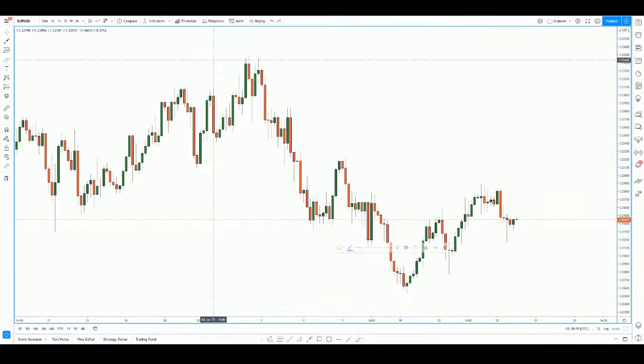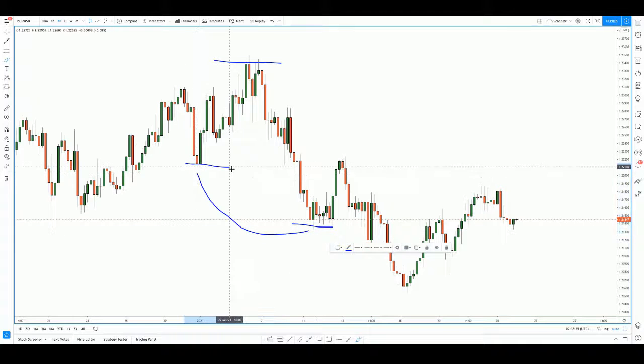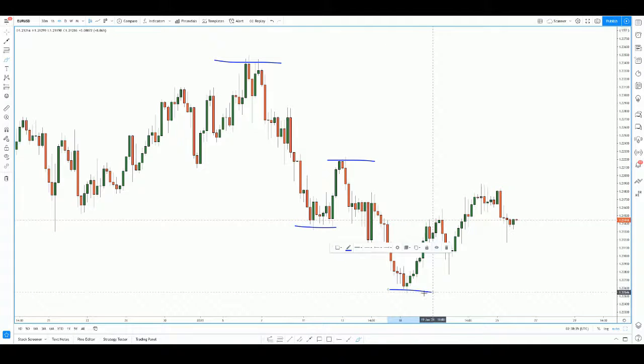We see that price made a high here, and then it made a lower low. How do I know this is a lower low? Because compared to this point here, it's lower. Not just that, it also made a lower high. So we have the low, the lower high, another lower low compared to this one, and then price came back up and made another lower high.